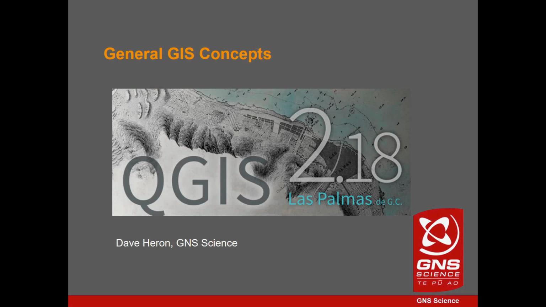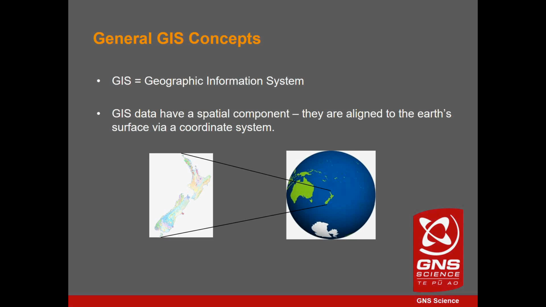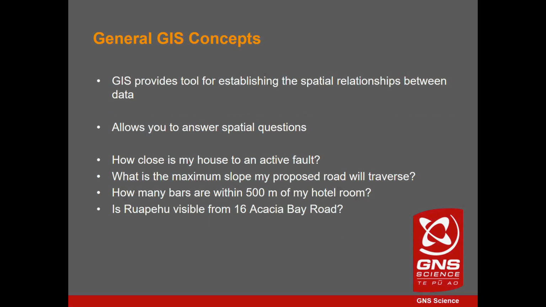So now we're going to look at some basic GIS concepts. So GIS, well, it stands for Geographic Information System. GIS data have a spatial component, so they're aligned to the Earth's surface via some coordinate system. So GIS provides a tool for establishing the spatial relationships between data.